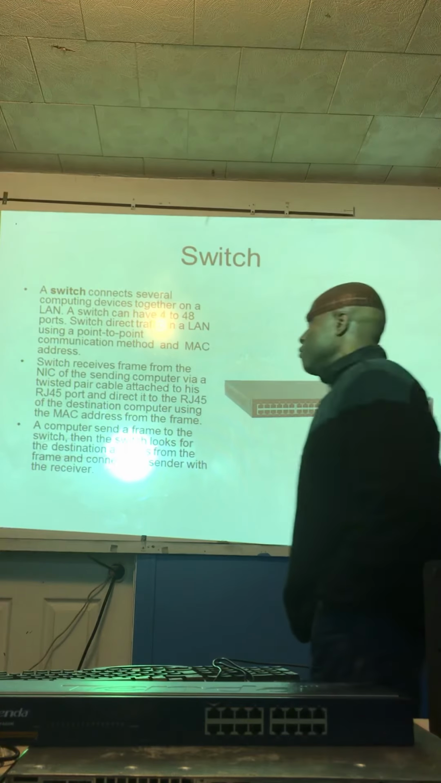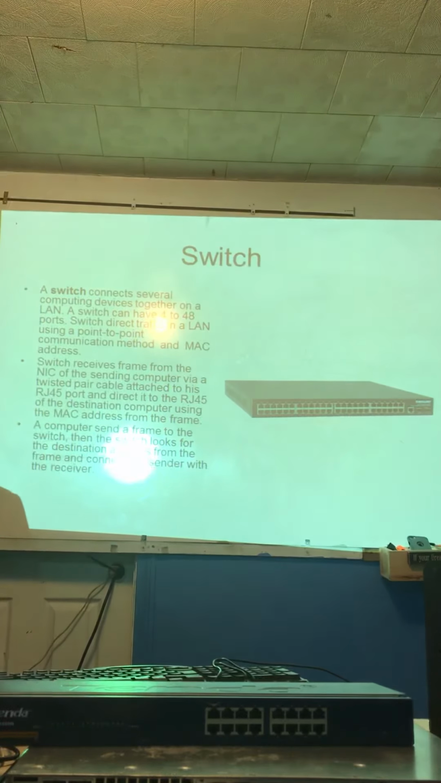The switch receives a frame from the network interface card of the sending computer via a twisted pair cable, and the switch uses the MAC address to connect two computers together. A computer sends a frame to the switch, then the switch looks at the frame to see where that frame is supposed to go by using the MAC address that is in the frame, and connects those two computers together. So the switch is in the middle of most local area networks because it is the switch that allows data.